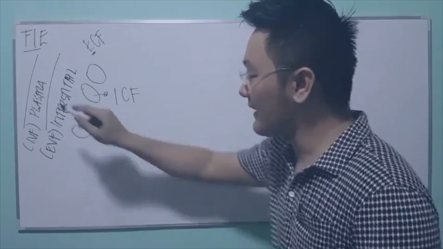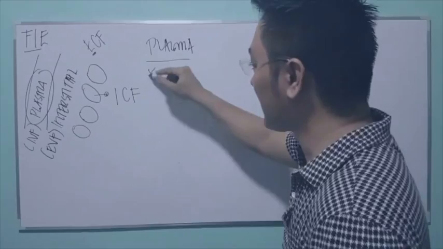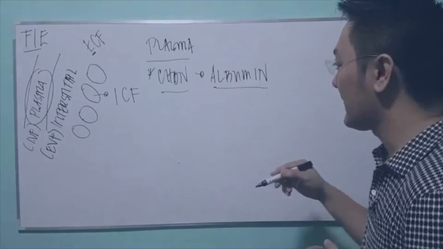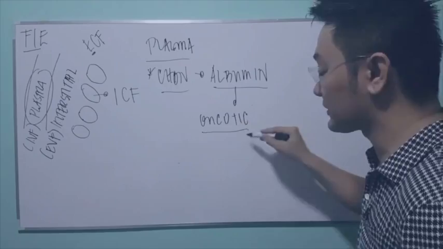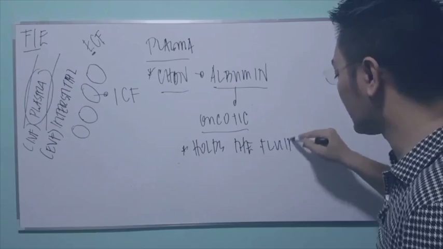I need to emphasize plasma here. We know this from anatomy, that plasma is a component of your blood. And in the plasma, there is an important protein. You call the protein in your plasma albumin. Familiar? I hope so. Albumin is a protein that maintains oncotic pressure. Question, sir, what is oncotic pressure? Oncotic pressure is a pressure that holds fluid. In short, it attracts fluid, right?